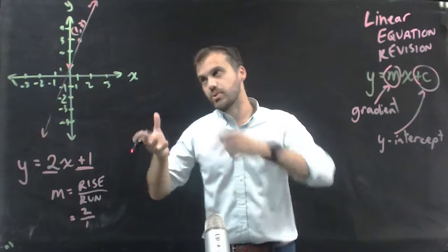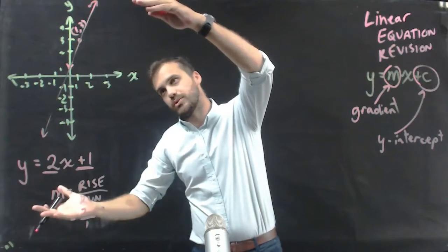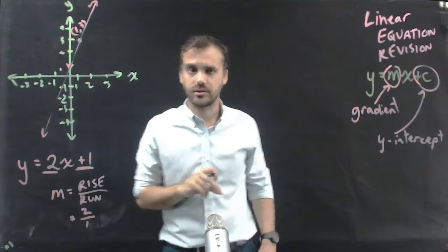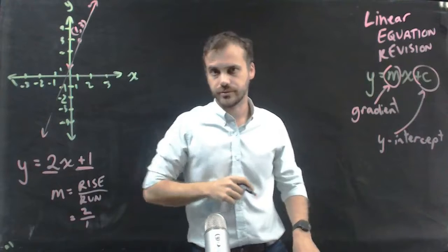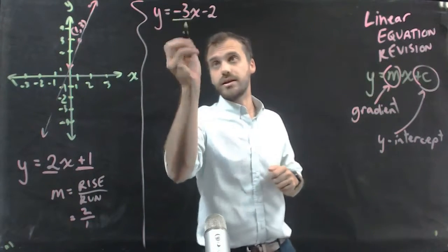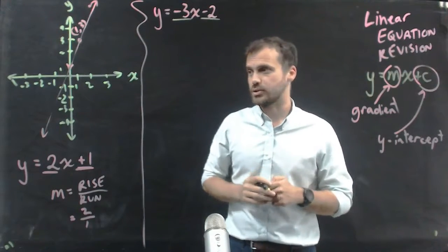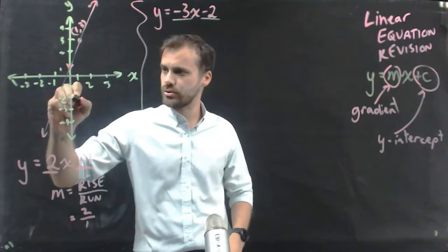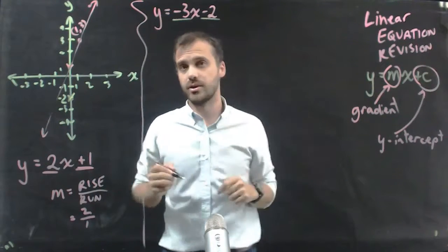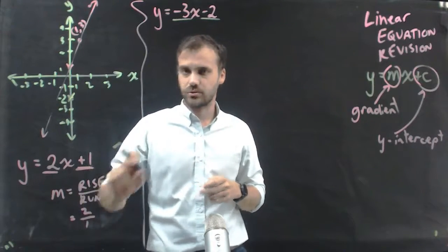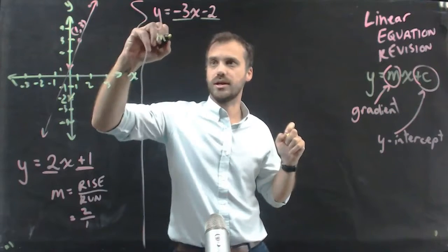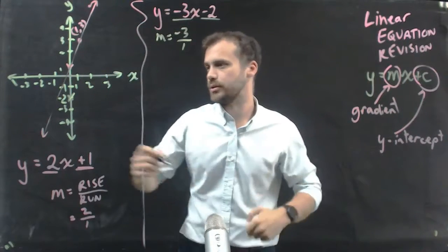There's y equals 2x plus 1, and there is a rough sketch of y equals 2x plus 1 passing through this point and this point. Now again, if I was to sketch this, y equals negative 3x minus 2, the gradient is negative 3 and the y-intercept is negative 2. That means it's passing through the y-intercept at negative 2, and it has a gradient of negative 3. That means it's rising negative 3 for every 1 that it goes across. M equals negative 3 over 1.